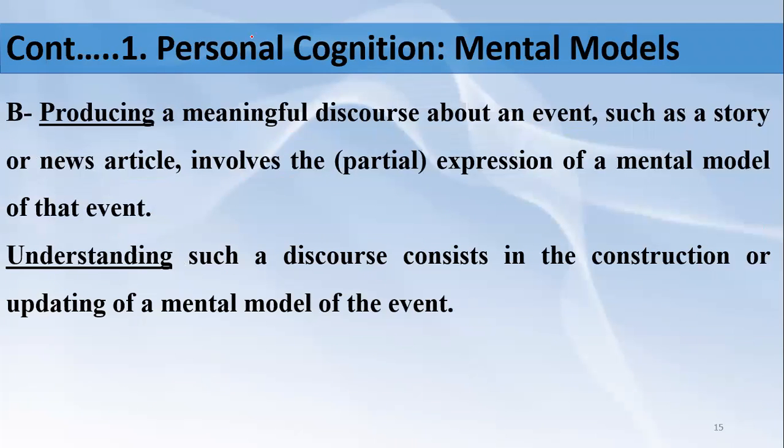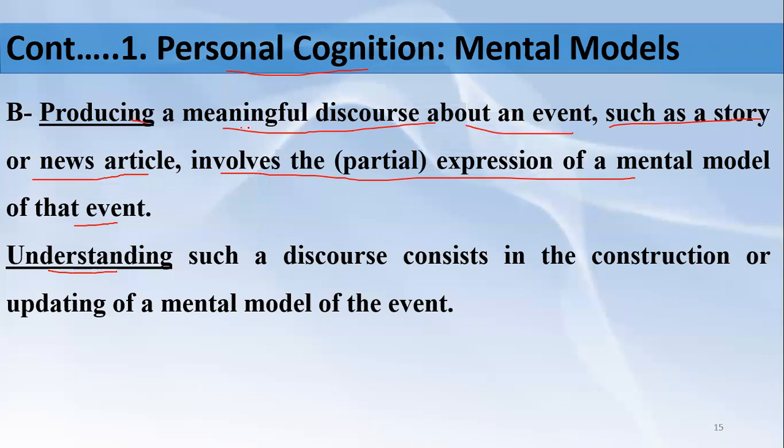So if we look at the production of discourse and understanding of discourse, and we relate it to our personal cognition. Fine. Producing a meaningful discourse about an event, such as a story or a news article, involves the partial expression of a mental model of that event. If you are producing a discourse about a story, a news article, or any event, partially you are expressing your own personal mental model. Fine. Your personal thoughts related to that event.